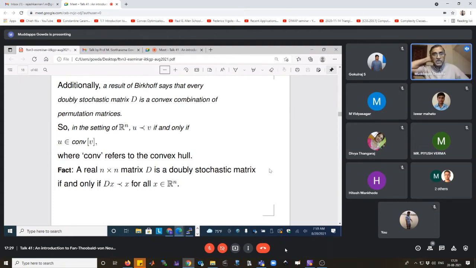So u is majorized by v if and only if u belongs to the convex hull of the corresponding lambda orbit of v. Now, a well-known fact: a real n by n matrix D is doubly stochastic if and only if Dx is majorized by x for all x. And we are going to introduce the concept of a doubly stochastic map in our FTVN system by demanding that Dx be majorized by x for all x in that particular system. So that is how the generalization carries over.